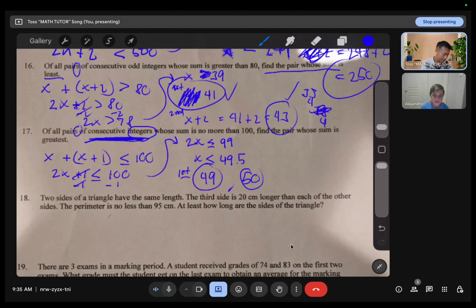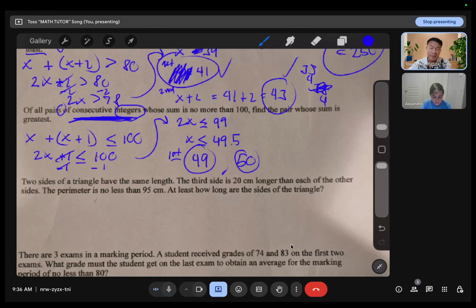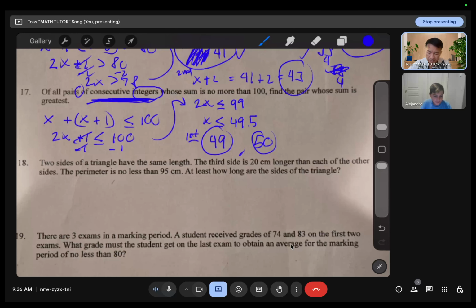Let's continue. You got some fancy stuff that we have to deal with. All right. Two sides of a triangle have the same length. Okay, two sides. That means it's isosceles. Is that okay? Do you remember in geometry? So two sides have the same length.